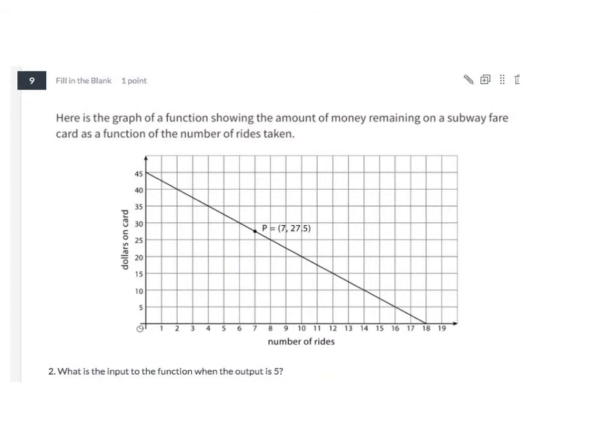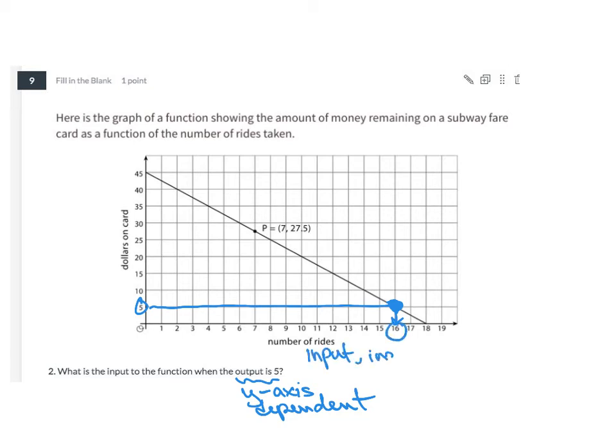All right, number 9, again, we have that same graph. Subway fare card, we have a function of the number of rides taken, right? And then number 9 is asking what is the input of the function when the output is 5. So we kind of read it backwards. Our output, remember, is always our y-axis or our dependent variable. And so we're going to look at 5. And then what is our input that goes along with it? Well, we're looking at this point here. Our input is going to be 16, because remember the input or the independent is on the x-axis.